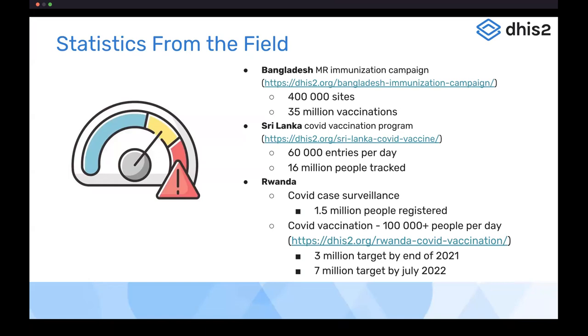These implementations really helped us understand how DHIS2 could be further improved in terms of performance. Another example was Rwanda, where they had around 1.5 million people registered, and more than 1 lakh people were getting registered per day. They have set targets to achieve vaccination coverage of 7 million by July 2020. Rwanda has been using DHIS2 for all their COVID-related programs: case surveillance, contact tracing, as well as vaccination, and everything has been done on a large scale. The learnings that came from these countries have now been implemented in the global core, so all countries and organizations looking to do large-scale implementations can benefit from the developments.